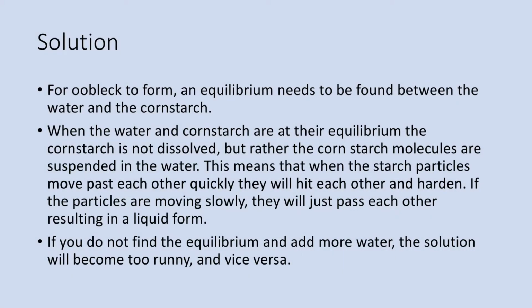For UBLEC to form, an equilibrium needs to be found between the cornstarch and water. Unlike a normal solution, the cornstarch is not dissolved, but rather the particles are suspended. This means that when the starch particles move past each other quickly, they will hit each other and harden. If the particles are moving slowly, they will pass each other, resulting in a liquid form. If you do not find the equilibrium and add more water, the solution will become too runny, and vice versa. When you add too much cornstarch, the solution will become hard.